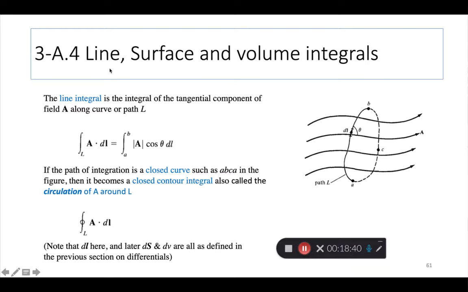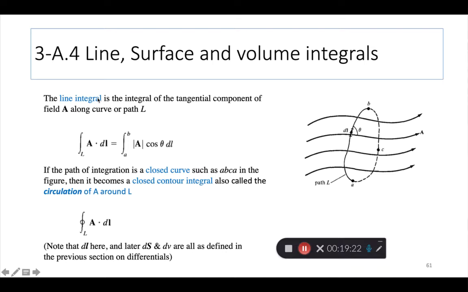So again, I'm going to define three things: line, surface, and volume, similar to the length, surface, and volume we saw in the previous section. So let's look at what a line integral is. The line integral is the integral of the tangential component of field A along a curve or path L. So here's a path, right? Just think of A to B as a path, and it is in a field A. A field A is a vector field. That means that at every location, every spot on the field, it has direction and magnitude.